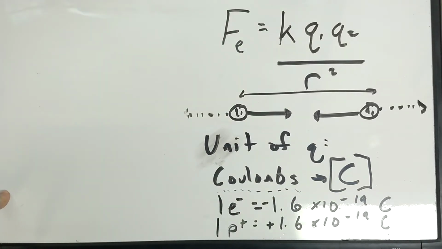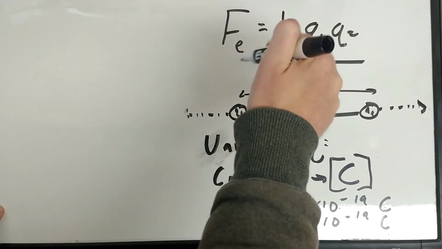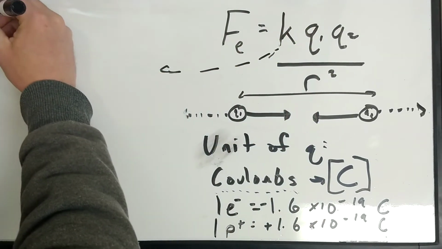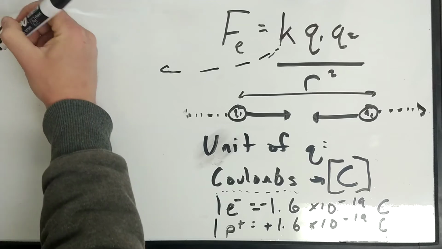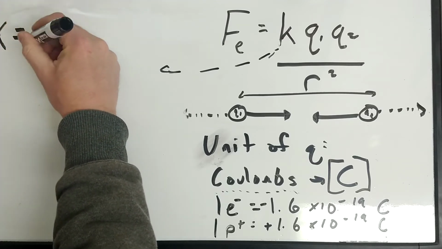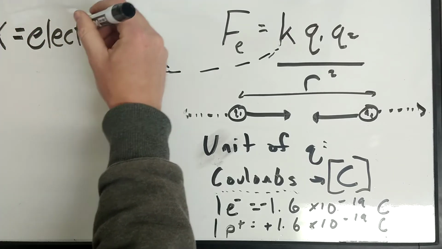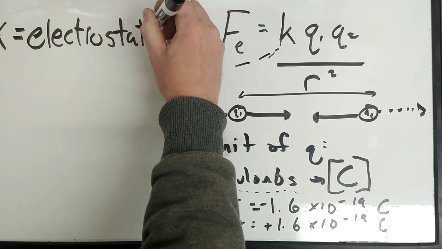But anyway, K is called the electrostatic constant. Lowercase k it is here. It's the electrostatic constant.